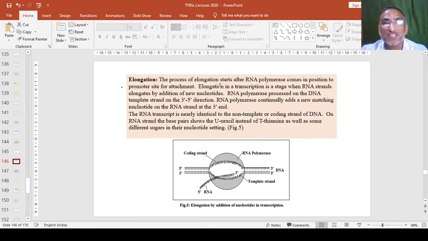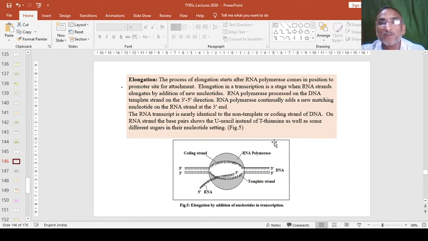Elongation. The process of elongation starts after RNA polymerase comes into position at the promoter site for attachment. This is the RNA polymerase, and therefore this site is the promoter site. Elongation in transcription is a stage when the RNA strand elongates by addition of new nucleotides. Suppose the TATA box is here. If T is there, adenine is joining with that. If A is there, thymine is joining with that. So in this way, thymine and adenine, cytosine, guanine, likewise all the pairing is continually going on and a new strand is formed.